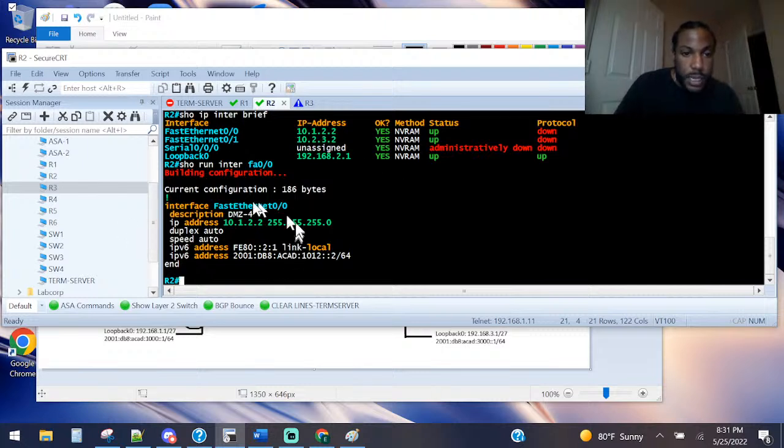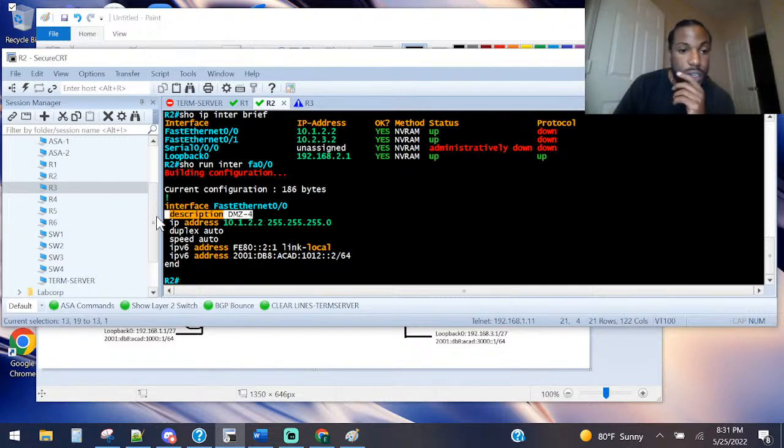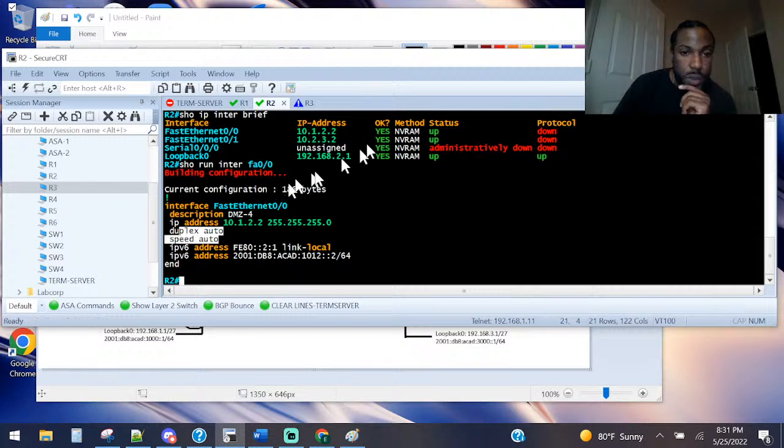Oh, you know what? This might have been, oh, that was from a last lab. That's why I created it. I was doing some stuff with, whatchamacallit, firewall stuff. Why is that guy not up? Let's see. Duplex and speed is auto. Why is he up, down?